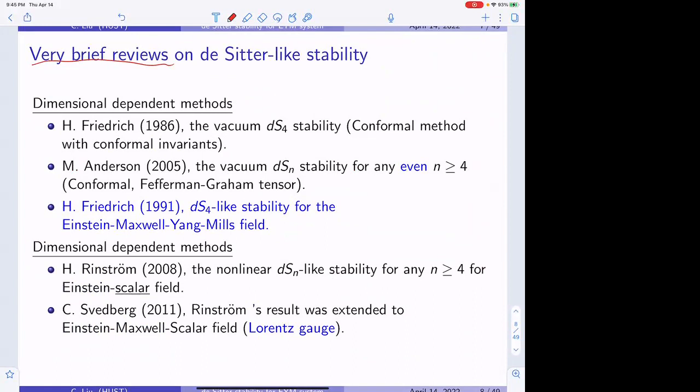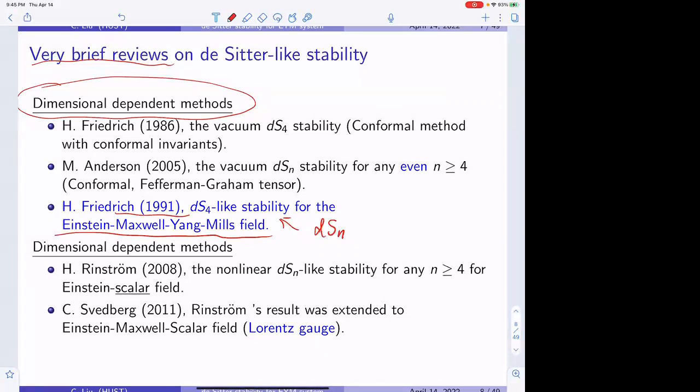Before going to our main theorem, let's give a very brief review of the de Sitter-like stability. The first group is dimension dependent methods. The first one is Friedrich in 1986. He proved the four-dimensional de Sitter space stability for the vacuum Einstein equation. His method is the conformal method. Then in 1991, he generalized his method to the four-dimensional de Sitter-like stability for the Einstein-Maxwell-Yang-Mills field. In fact, our paper just wants to generalize Friedrich's work to the n-dimensional de Sitter-like solution.